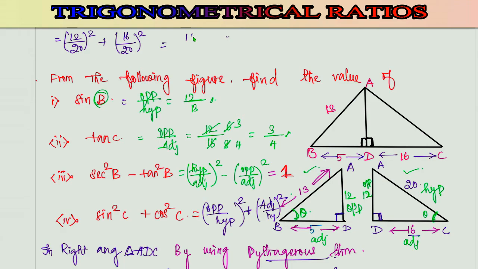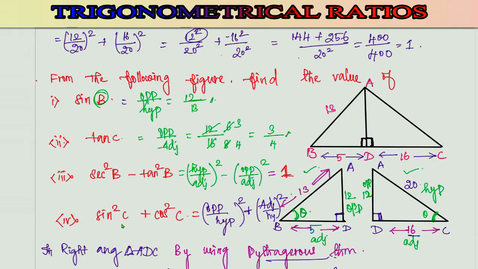So you will get 12 square minus 20 square plus 16 square divided by 20 square is equal to. So we'll get 12 square, the value is 144, plus 16 square, it is 256, divided by the common denominator 20 square. So if we add this value we'll get 400 divided by 20 square, the value is 400. 400 divided by 400, the value is 1. Therefore here sin square C plus cos square C, the value is 1.